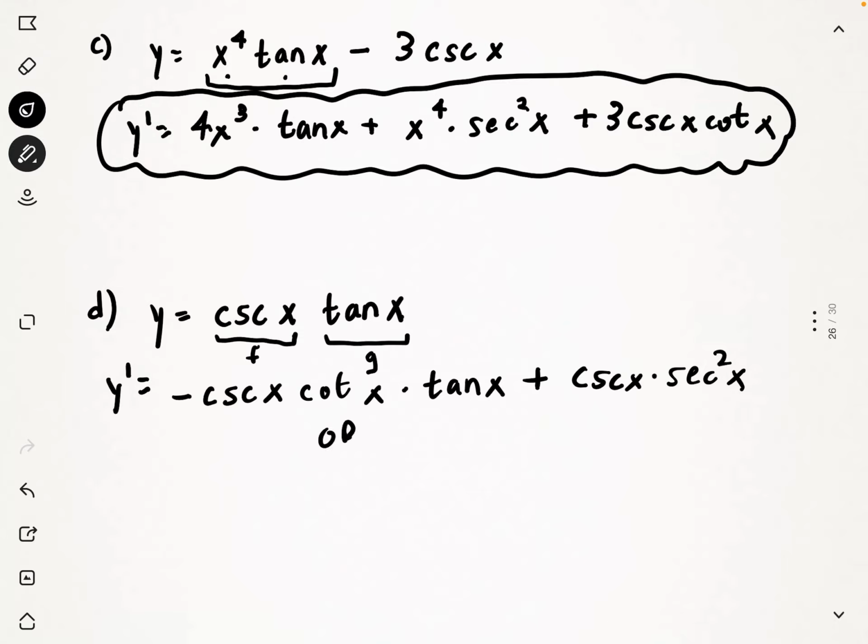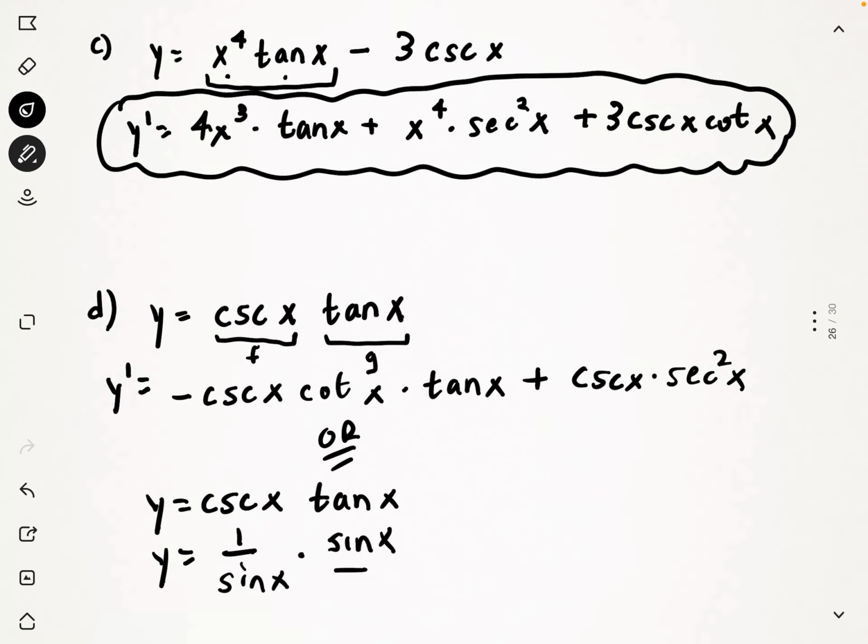Now, another way of doing this one is to go back to the beginning and simplify this equation right here using trig identities. Cosecant is 1 over sine, tan is sine over cosine, and you can see that the sines cancel and you get 1 over cosine, and that simplifies to be secant x. And then you can just get the derivative of secant x. That's an option as well.